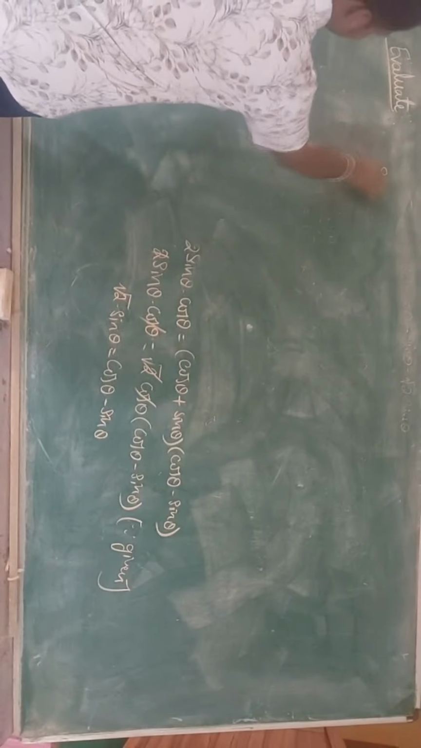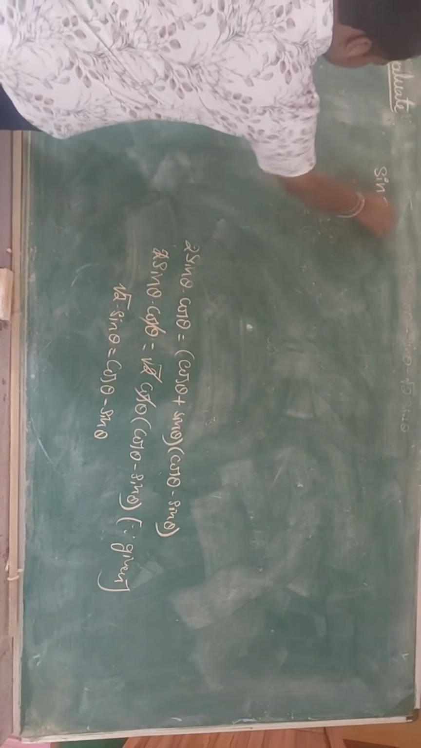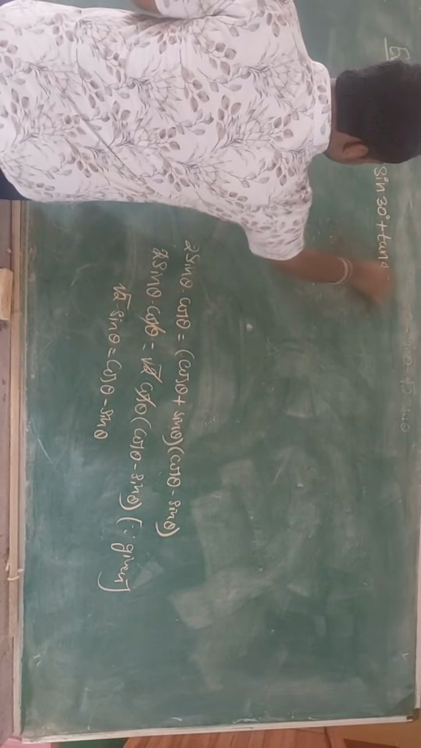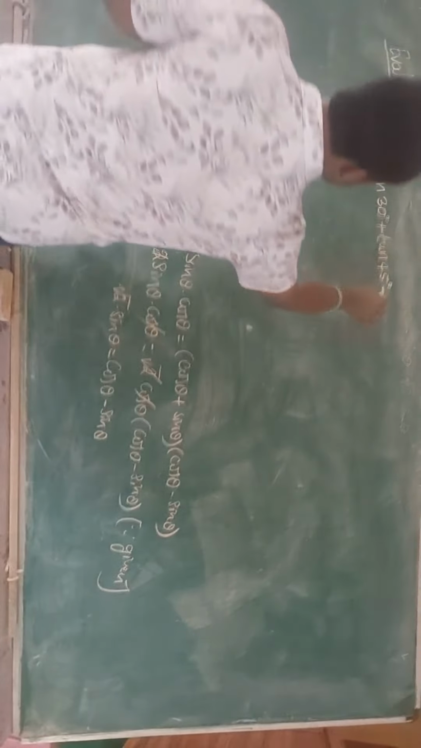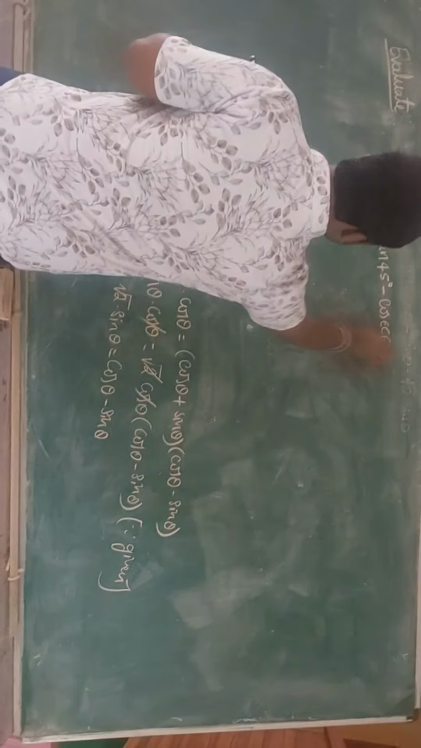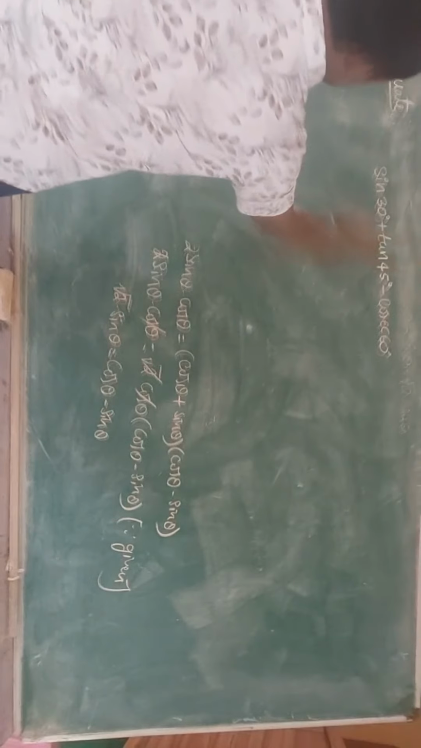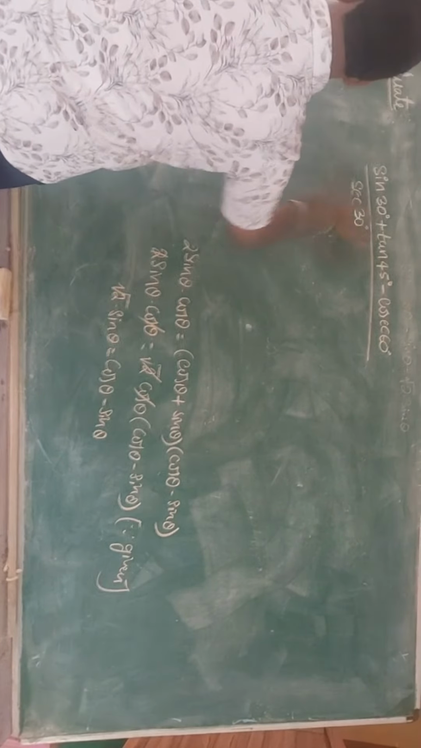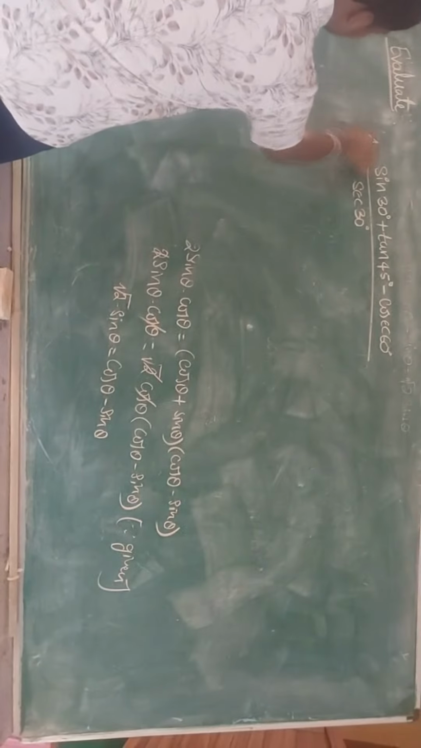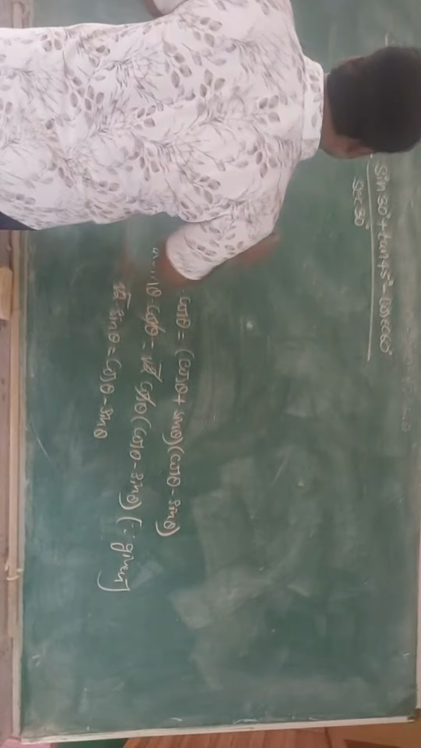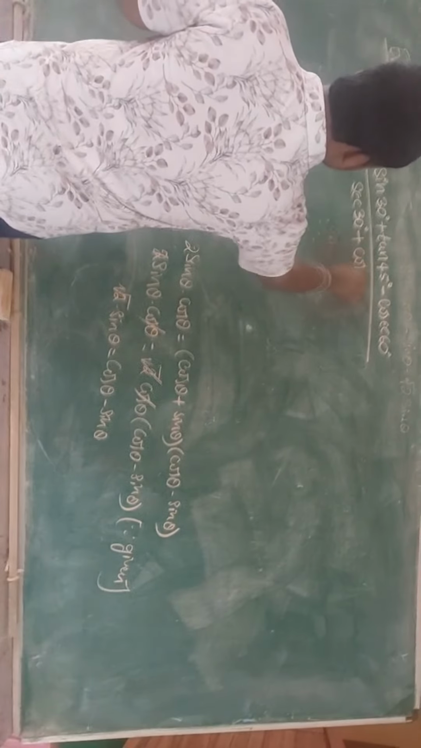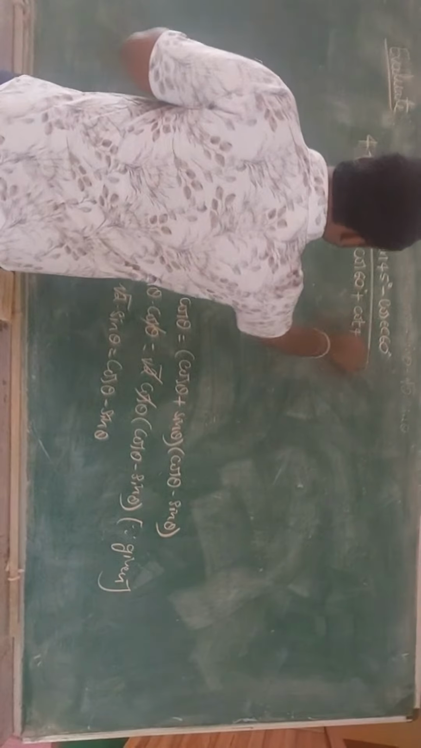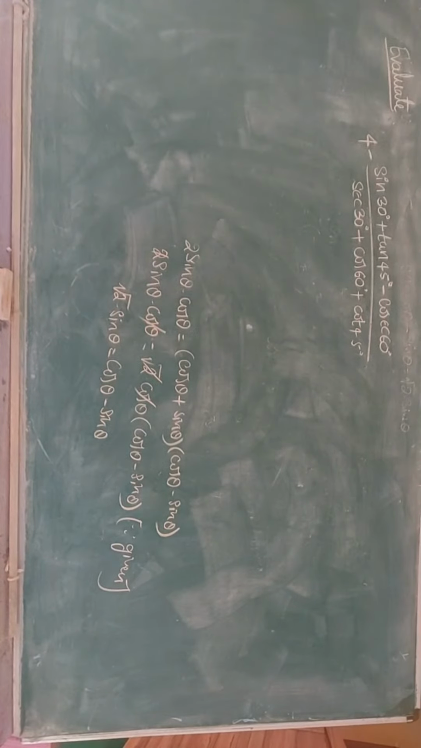sin 30 degree plus tan 45 degree minus cosec 60 degree divided by sec 30 degree, all over 4 minus sec 30 degree plus cos 60 degree plus cot 45 degree. Let's do this. Only 2 minutes time I will give. Very simple one. Just substitute the values.